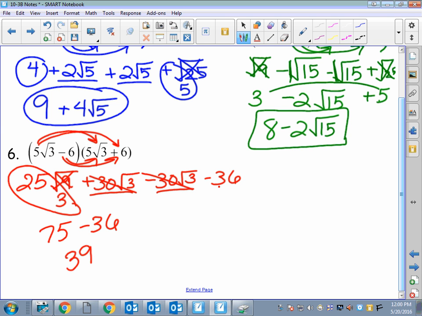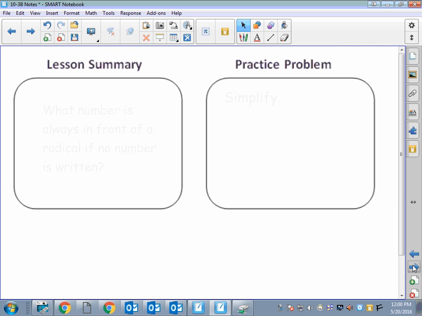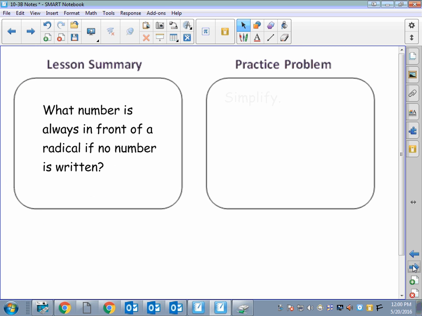So just remember to keep your rules straight. Make sure that you're going slow enough and that you show good work. All right. So your lesson summary. I'd like to know what number is always in front of a radical if no number is written. And then I want you to multiply, FOIL those two quantities. Good luck.